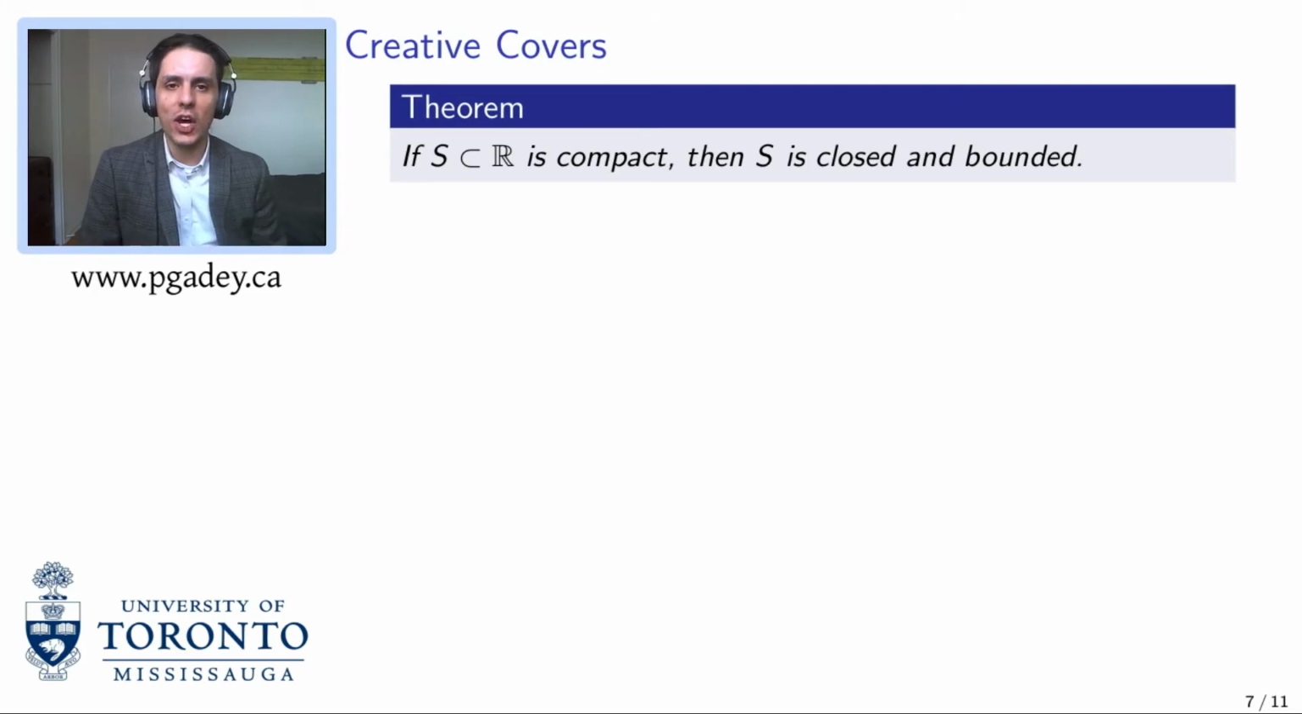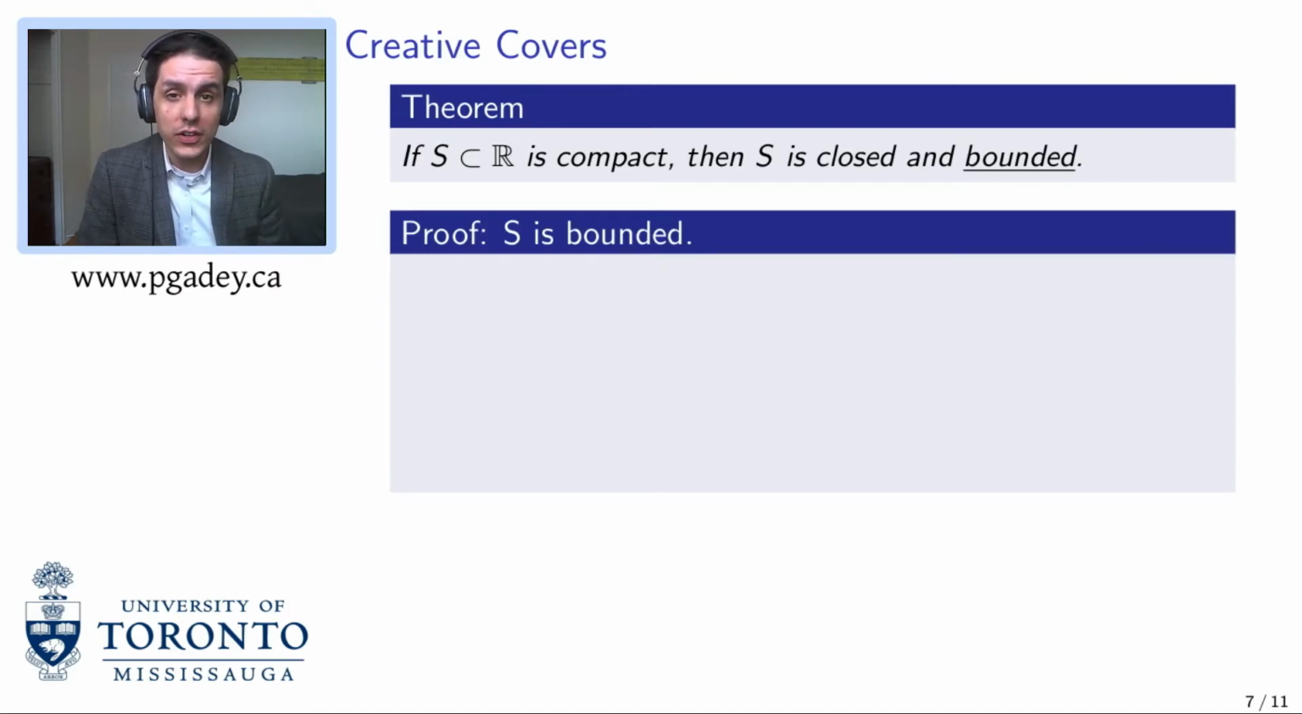And now we're going to get into the topic of creative covers. So one of the things about compactness is that if you have a well-designed cover, you can get theorems kind of for free. So we're going to model this using a particular theorem. If S is a compact subset of the real numbers, then S is closed and bounded. So this is a theorem in 2 parts. We're going to prove the bounded part first, and this will model for us how to create covers with properties that we want. So we want a cover that says when you take a finite subcover, you should get a bound on your set.